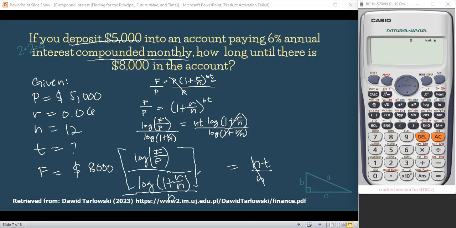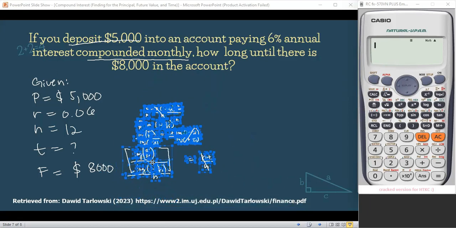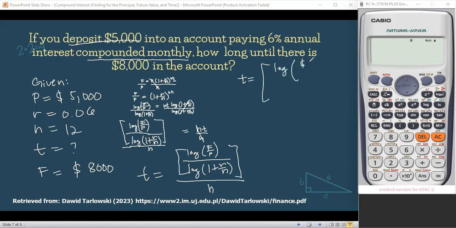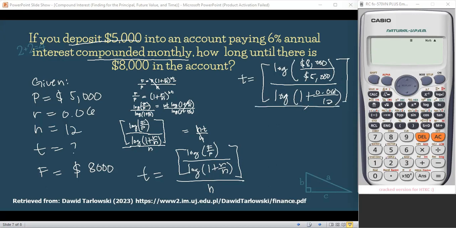So ito, ibig sabihin po nito, i-simplify po muna natin sa numerator bago po natin i-divide kay N para makuha natin si T. Our formula now is T is equal to the logarithm of F over P divided by the logarithm of 1 plus R over N, all over N. So, T po is equal to the logarithm of $8,000 all over $5,000 divided by the logarithm of 1 plus 0.06 divided by 12, divided by N.